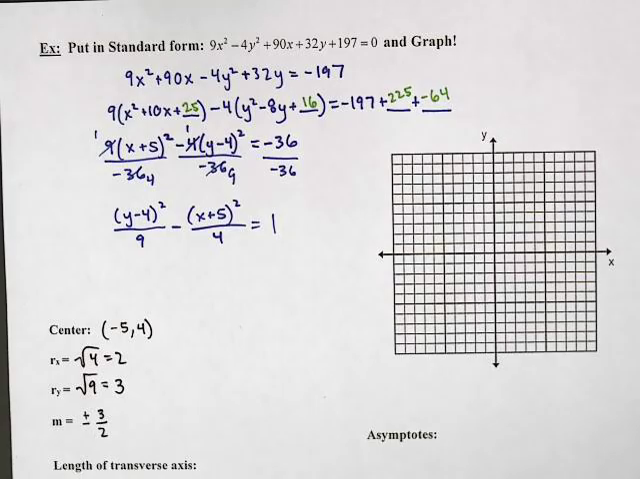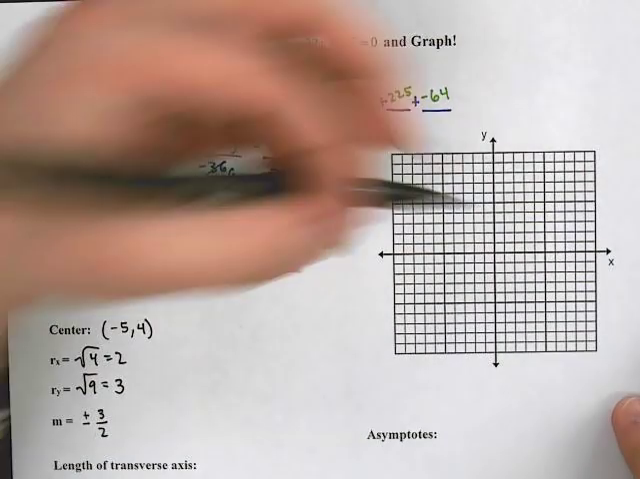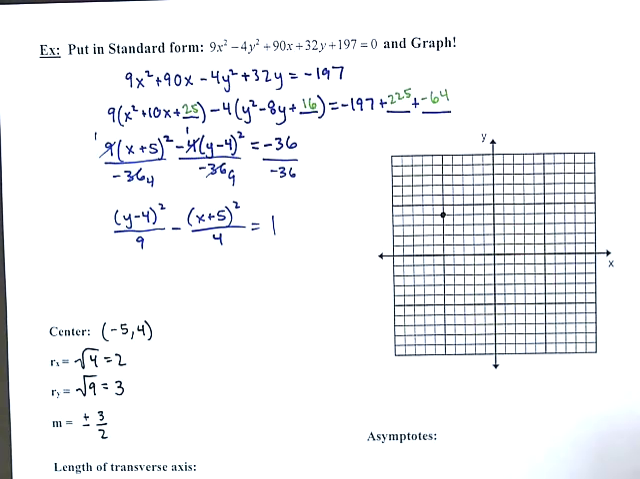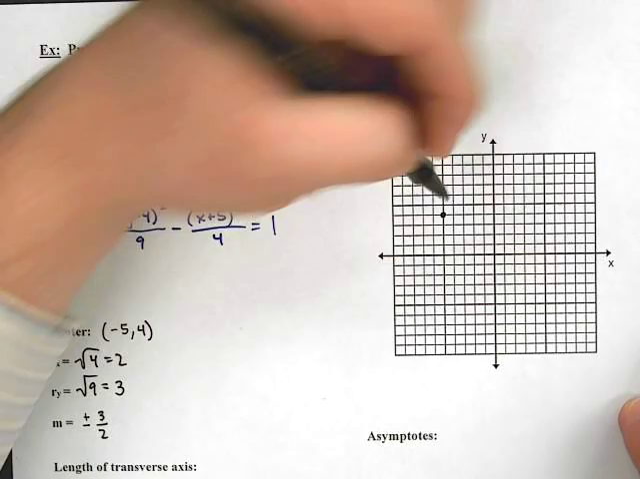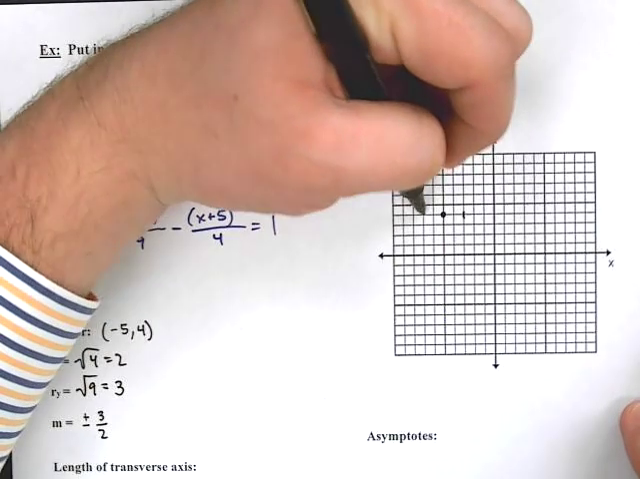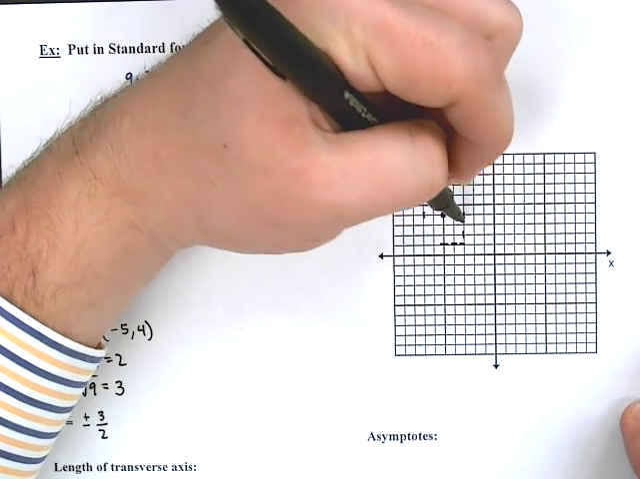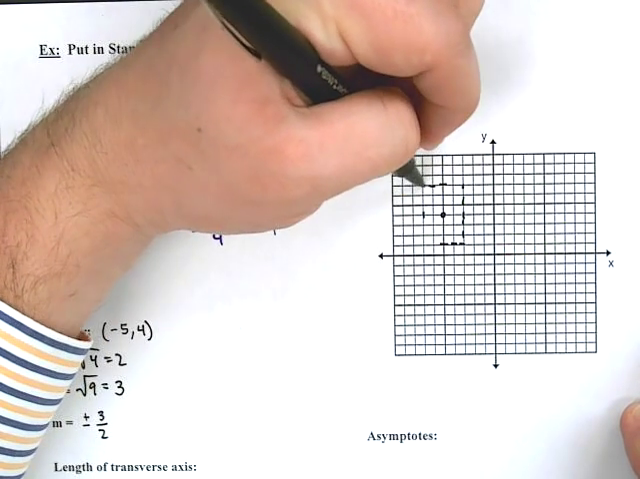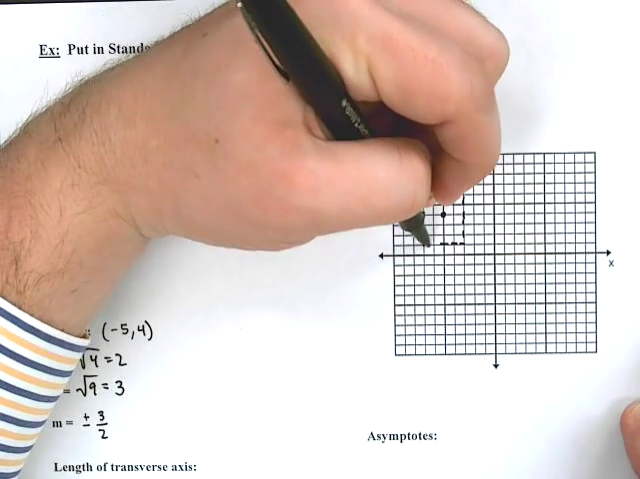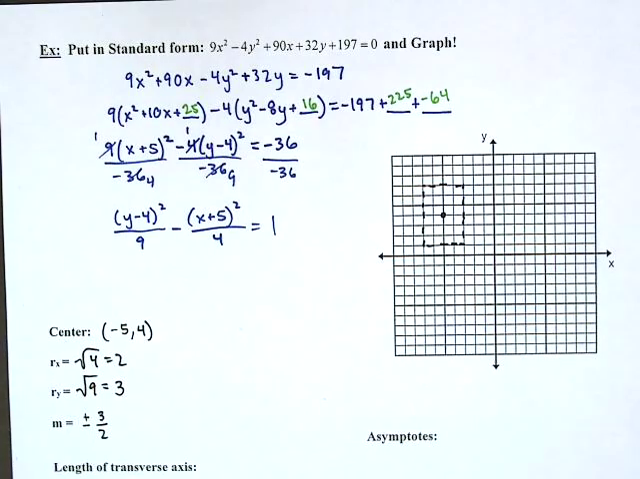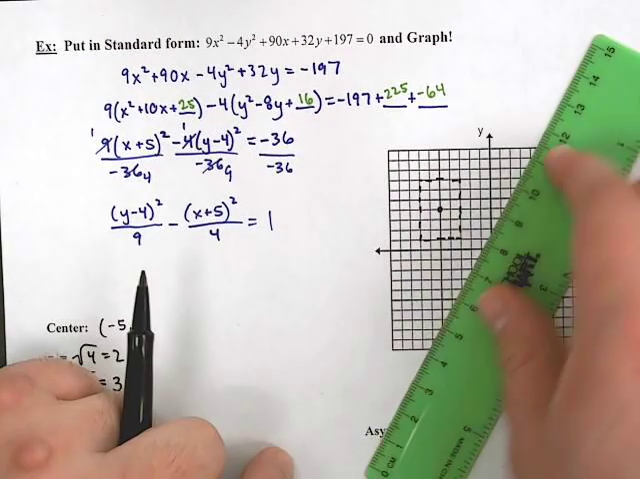Let's do it. Well, if our center is negative 5 fourths, that means I have to come here and here. Alright, there's my center. I know my r sub x and r sub y, so I can go over 2's, up 3's, and I can make that box. That allows me to then create my asymptotes.